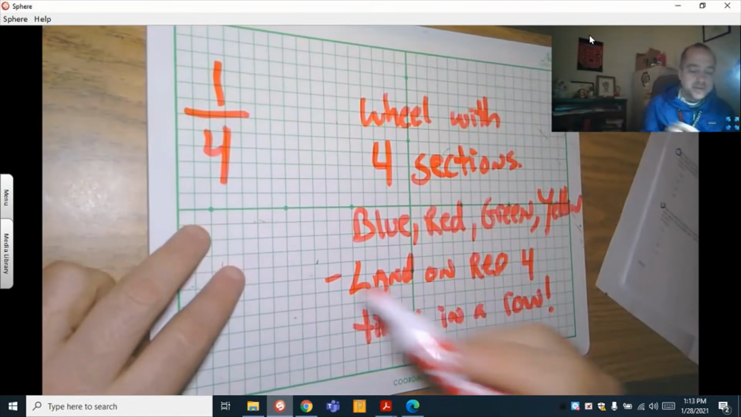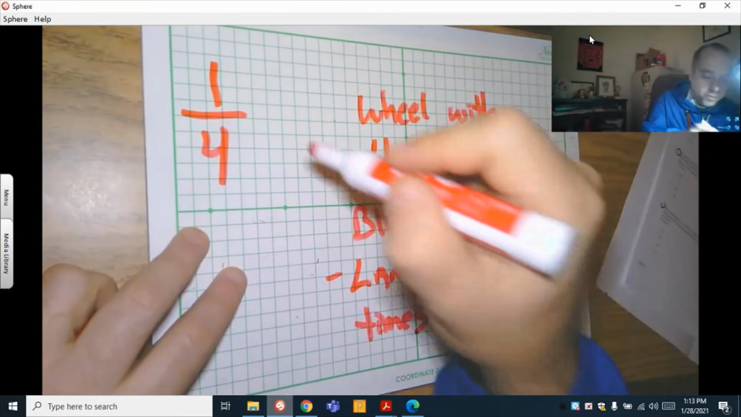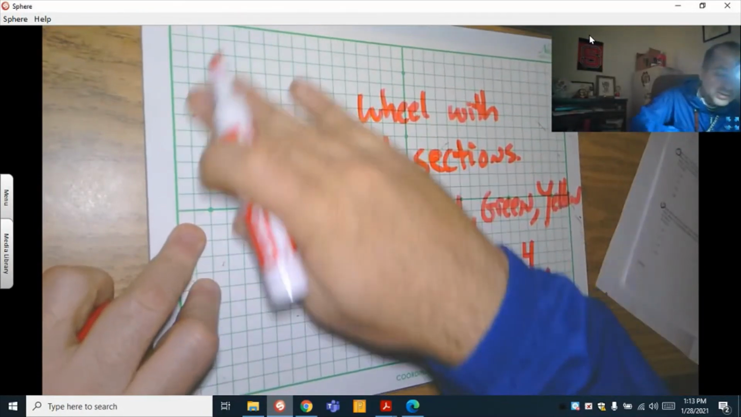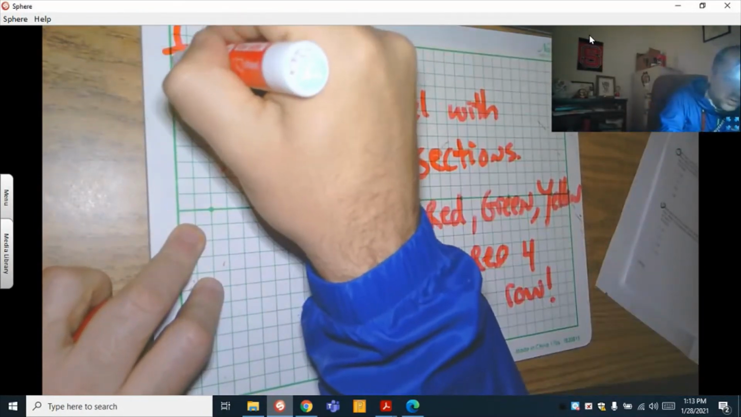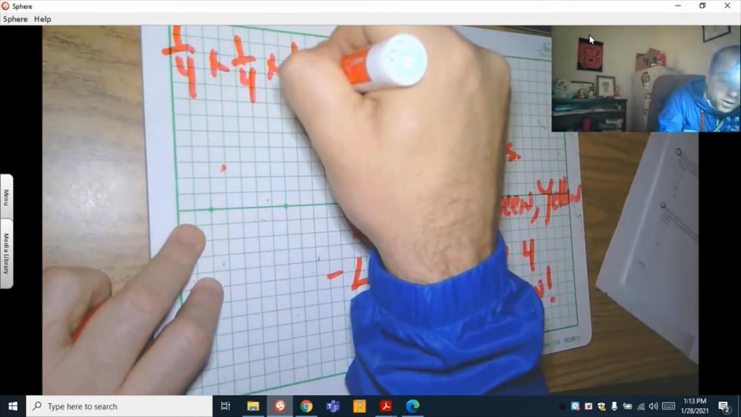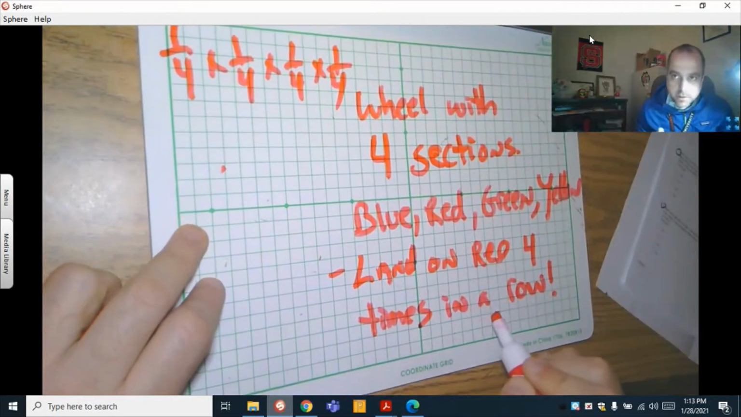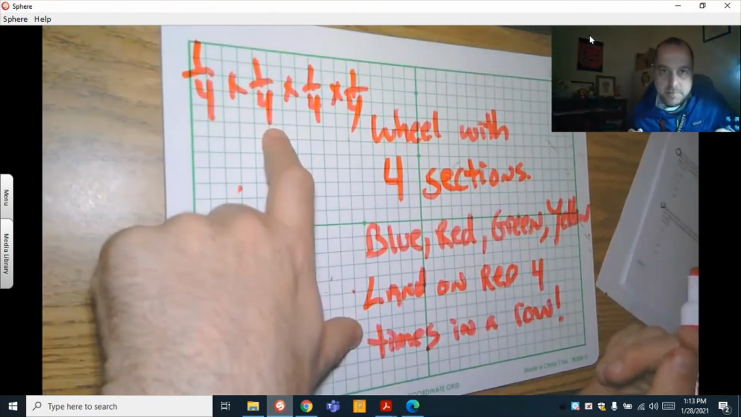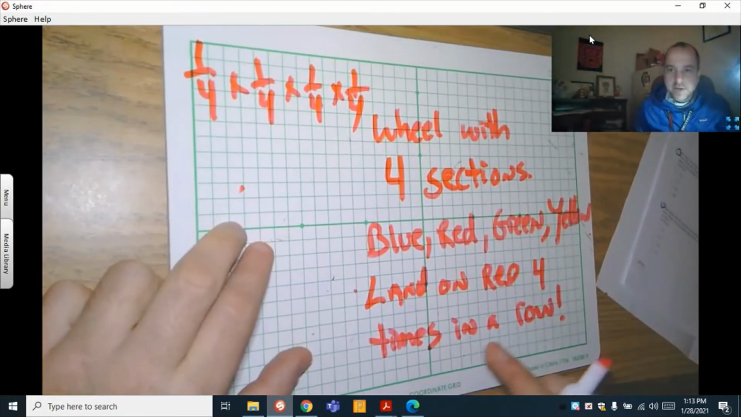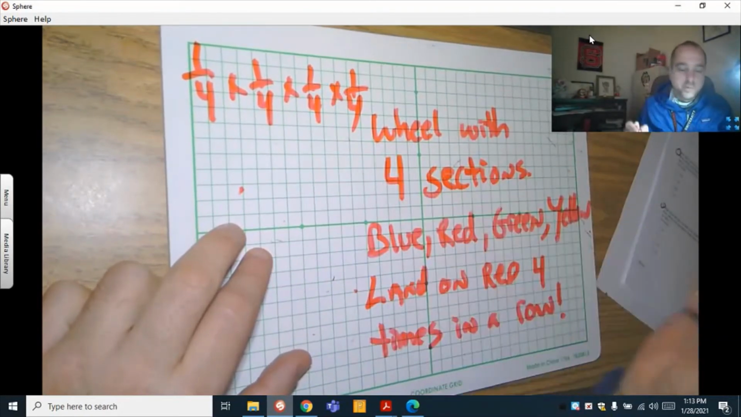So you simply say 1/4 times 1/4, or it's like 1/4 to the 4th power, which means 1/4 times 1/4 times 1/4 times 1/4. If it said 3 times in a row, you would only have to write it 3 times. If it said 2 times in a row, you would only have to write it down twice. But for 4 times in a row, we have to say 1/4 times 1/4 times 1/4 times 1/4.